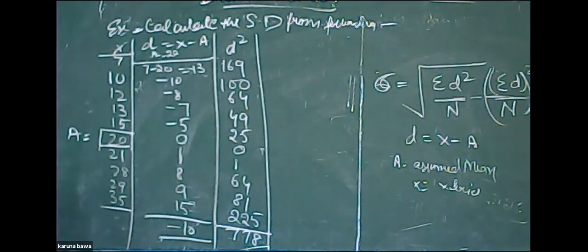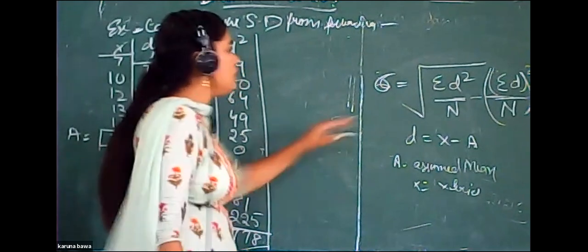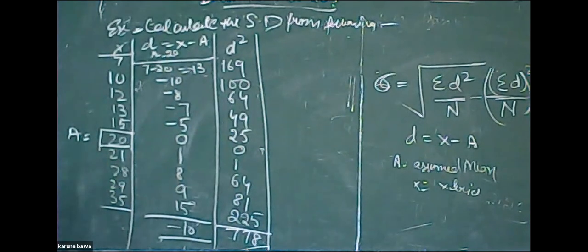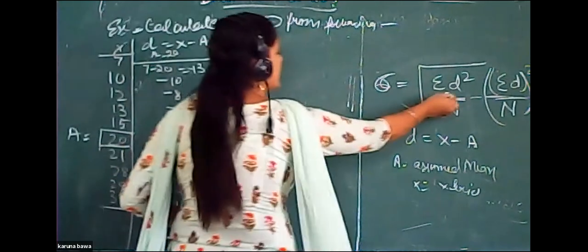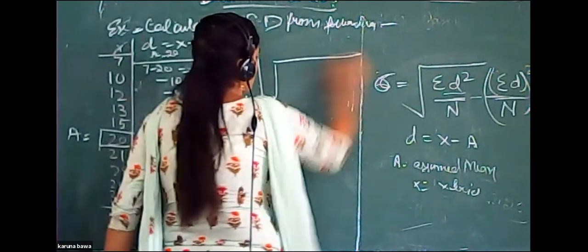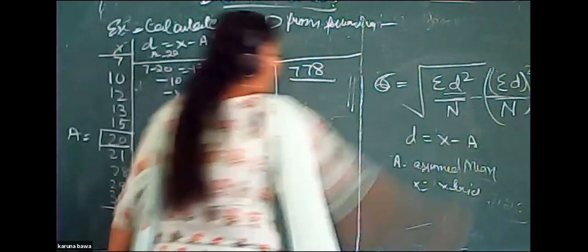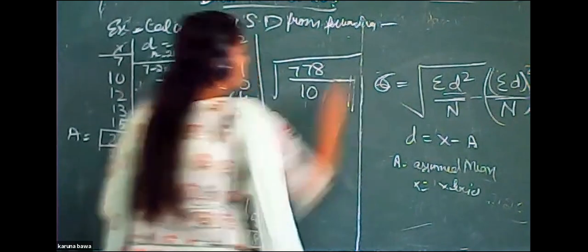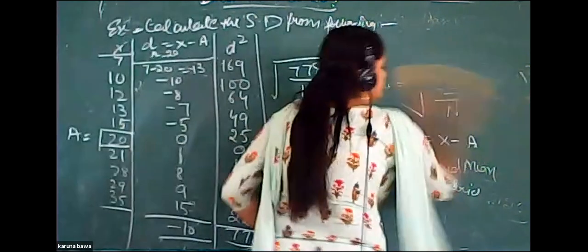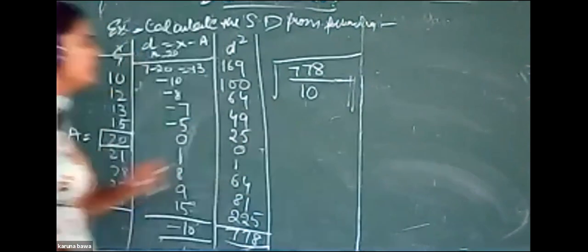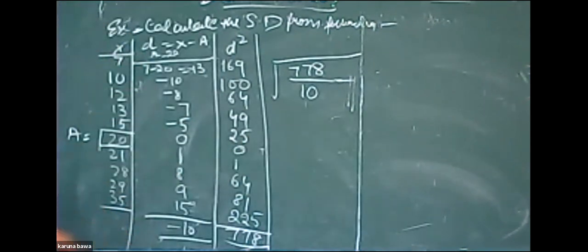This is the value. So after this, we put these values into the formula. As we know, the value of summation D is here. Summation D square is 778. n is the number of observations, and the total number of observations is 1, 2, 3, 4, 5, 6, 7, 8, 9, 10. So that is 10 minus summation D square.